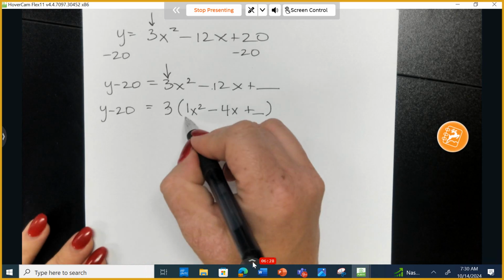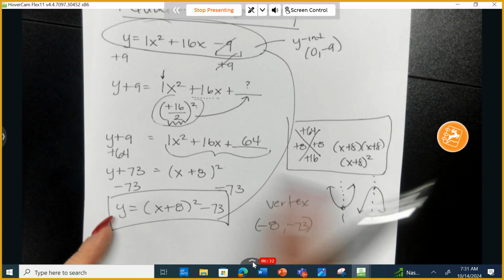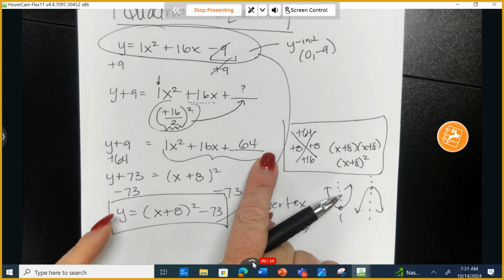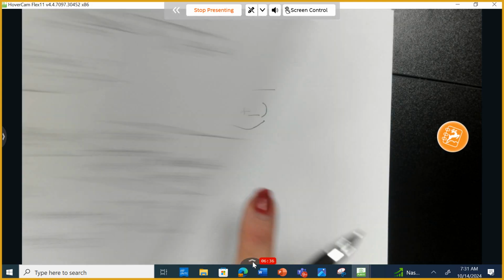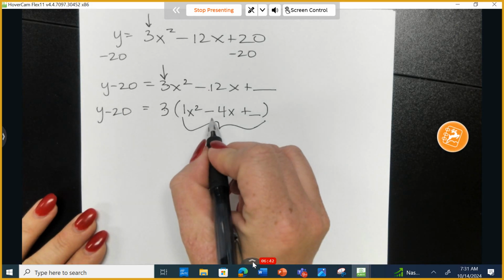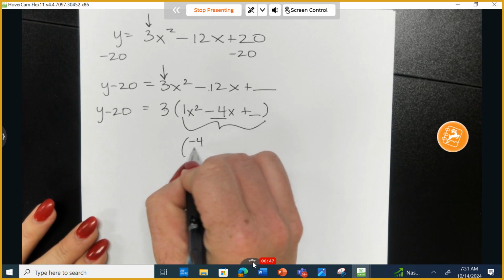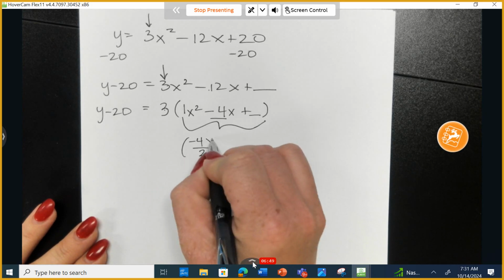So notice how this looks very similar to example number 1, but the key difference here is that there is a value out front that we need to be aware of later on. So I'm going to do the same steps I did in example 1. I'm going to figure out what is that b value, that's the value that's stuck with the x. I'm going to take that value, divide it by 2 always, and square it.